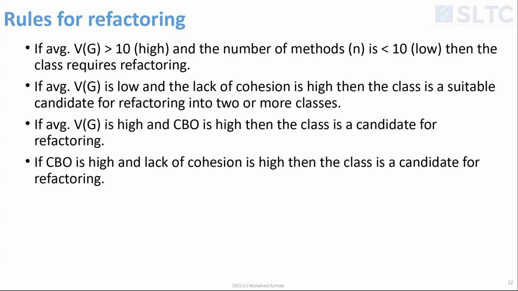Now, when you're getting these complexity numbers, if the number is more than 10, which is high, and the number of methods you have in the program is less than 10, then the class requires refactor. This is for code reviewers, by the way, okay? So you're looking at the complexity. Complexity is more than 10, which is high, and the number of methods in that class is less than 10. Then the class requires refactor.